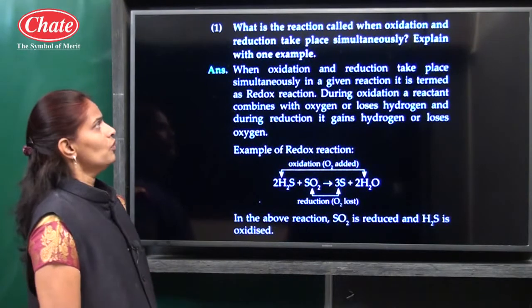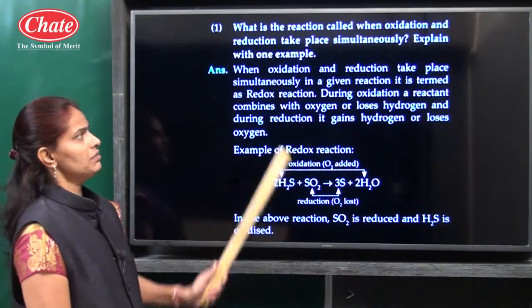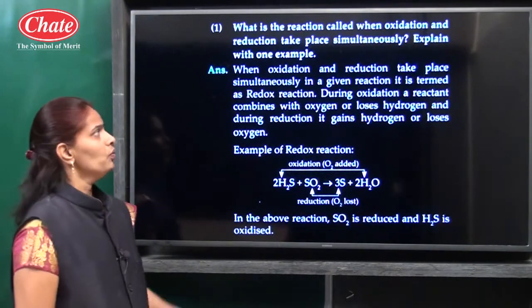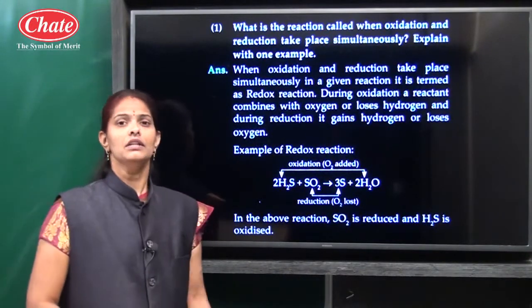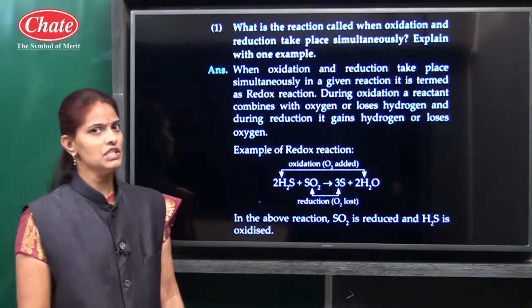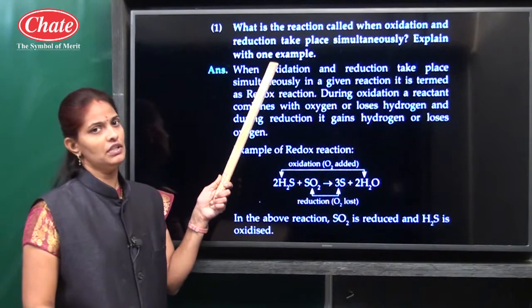Then what is the reaction called when oxidation and reduction takes place simultaneously? Explain with one example. When oxidation and reduction takes place simultaneously in a given chemical reaction, that type of reaction is called redox reaction. So the question here is, explain redox reaction with an example.